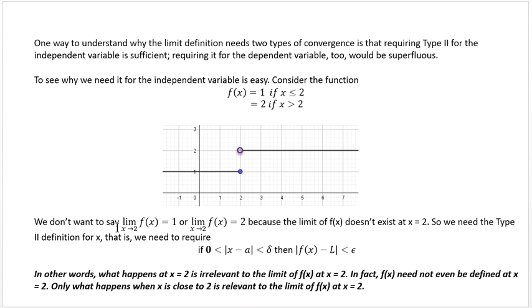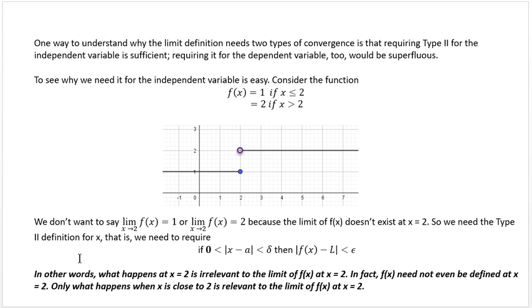Now, we don't want to say the limit of this function at x equals 2, or as x converges to 2, is 1 or 2 or anything, because the limit doesn't exist at x equals 2. Yes, the left and right-hand side limits exist, but we're not talking about them. The actual full limit does not exist at x equals 2 for this function. So we have to use this definition of convergence on x. Otherwise, if we weren't using this type of convergence, this function would satisfy the definition of limit at x equals 2, and we don't want that to happen.